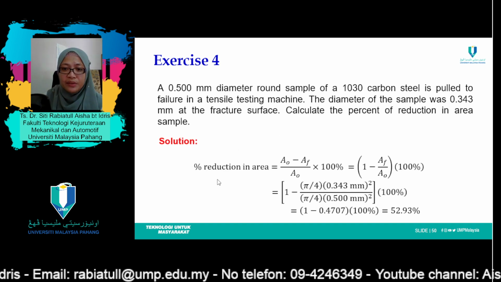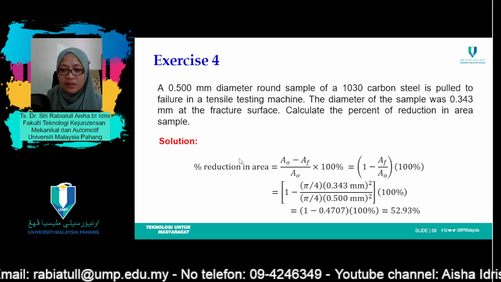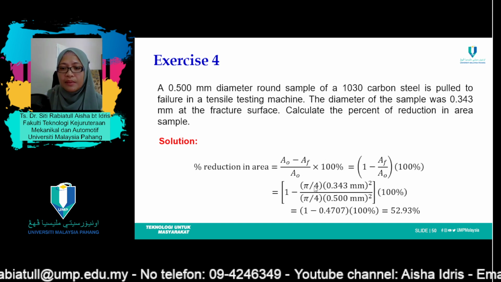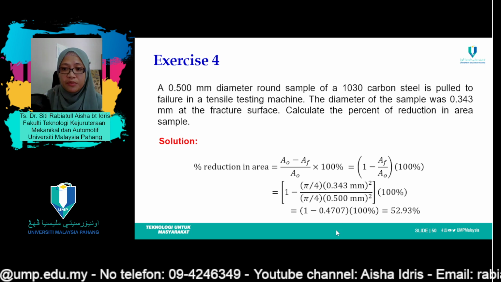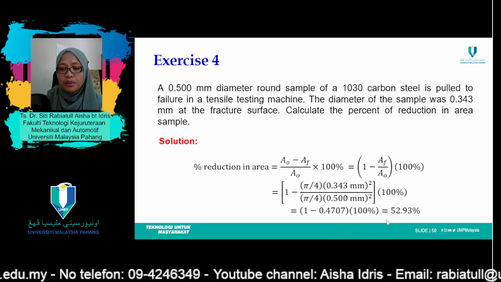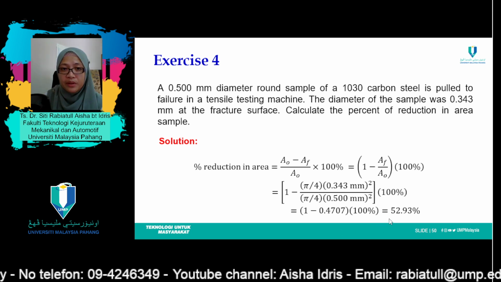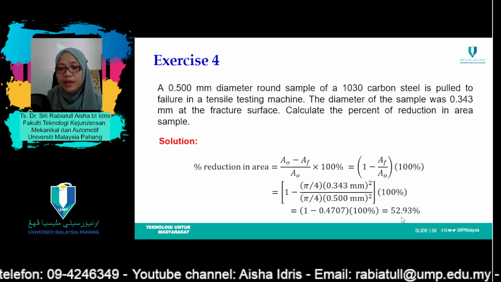The formula for percentage reduction in area is given as follows. Then you just substitute all the information into the formula. Finally, you should be able to get the percent reduction in area equals to 52.93%.